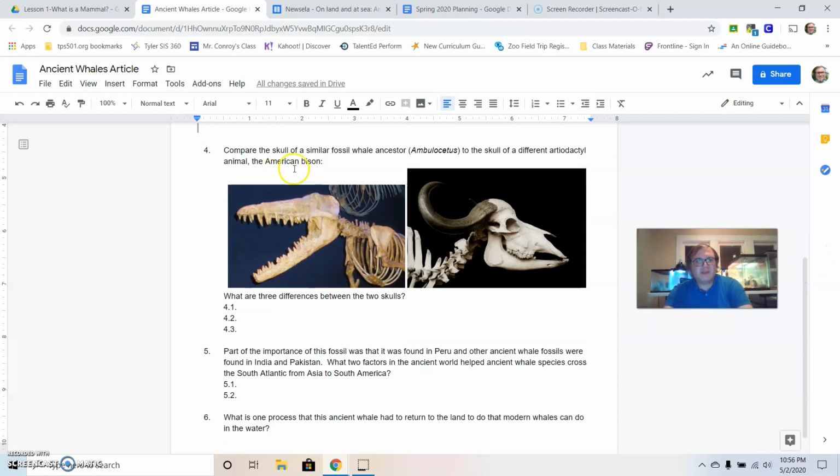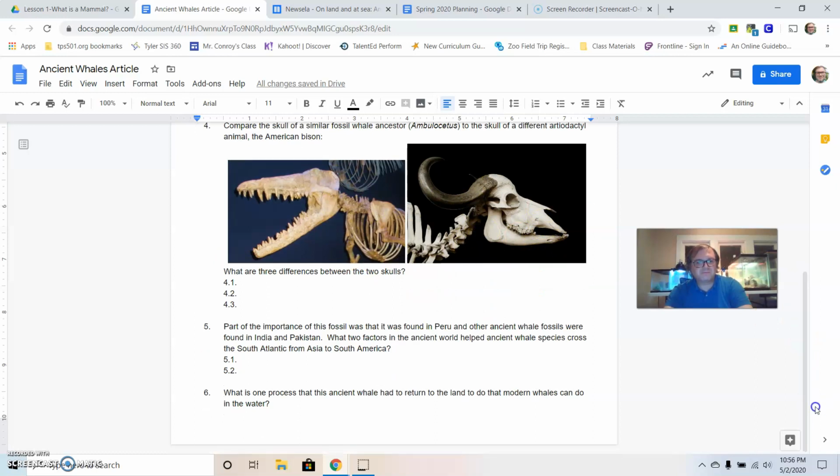Number 4 here, compare the skull of a similar fossil whale ancestor, this is Ambulocetus, to the skull of a different artiodactyl animal, the American bison. So this is kind of more typical to what we think of with some artiodactyl skulls. What are 3 differences between the 2 skulls? So again, just look at both of them, talk about what differences you see between them.